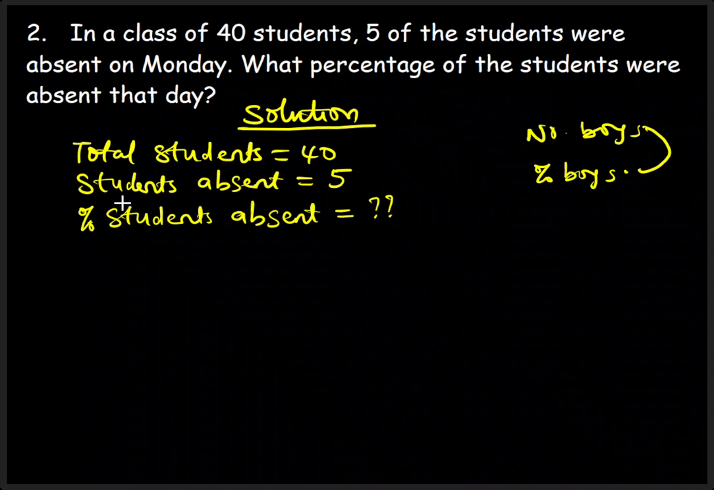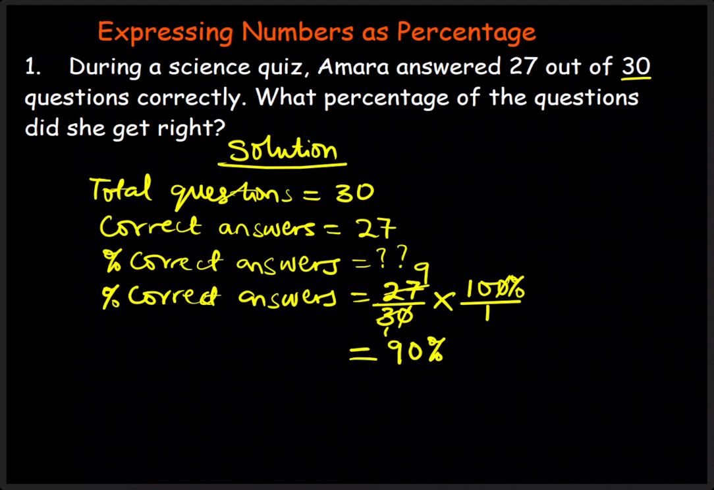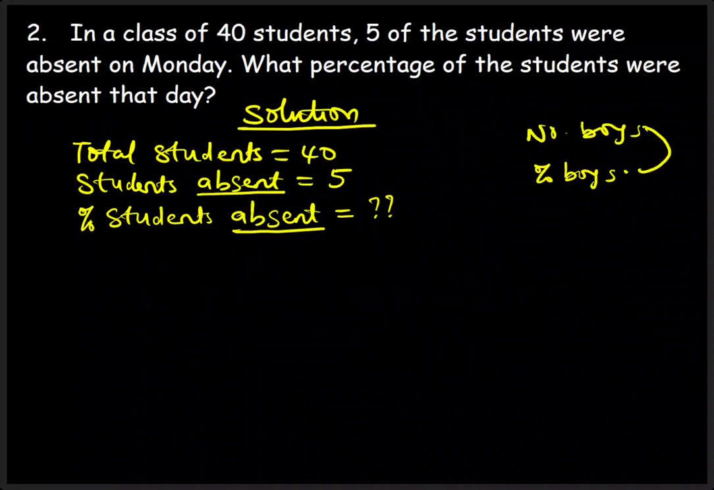Alright, so in this case we have students absent. Absent is the main thing. We have students absent, and then we have to find the percentage of students absent. So it's the same description, which means we can continue. The one we did here was number of correct answers changing to percentage of correct answers. So it's still the same thing.